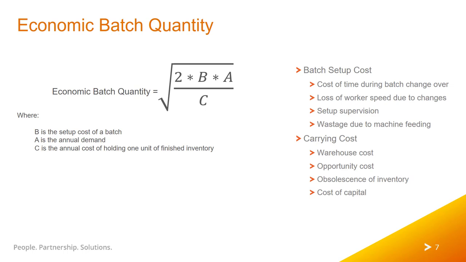And so these factors help us to feed into the equation, along with the annual demand. How many of these items do we need in a year that we're actually going to sell? And that will help us determine the most economic batch quantity to produce things in. And that may well be smaller than the batch quantity which we're making in at the moment.